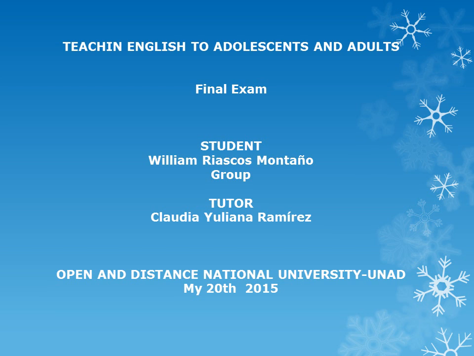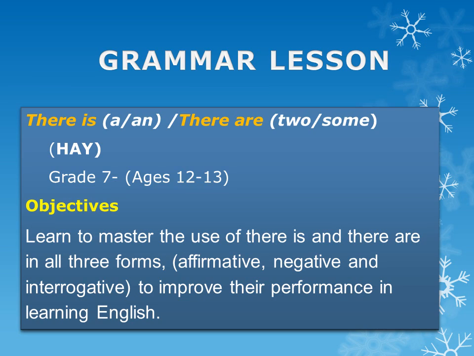I am taking my seventh semester of Bachelor of Arts in English as a Foreign Language. In this activity, a grammar lesson, I am going to talk about there is and there are. This activity is designed for grade 7, ages between 12 and 13.